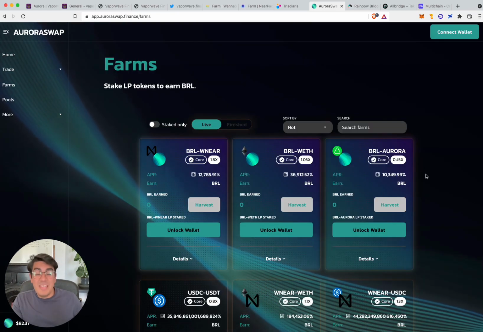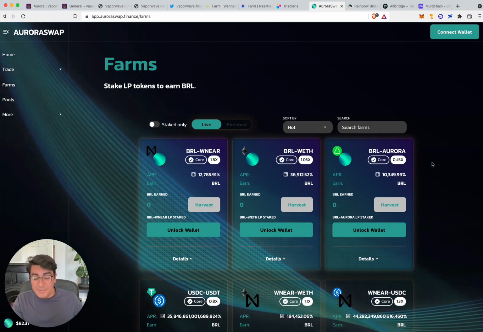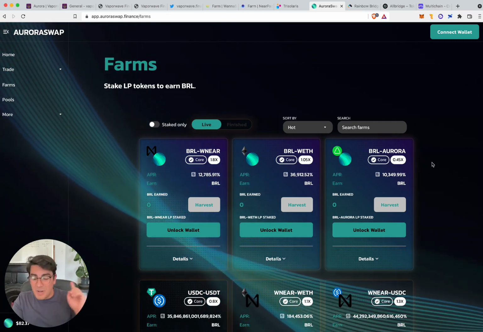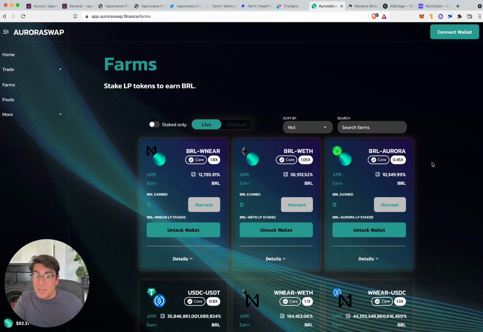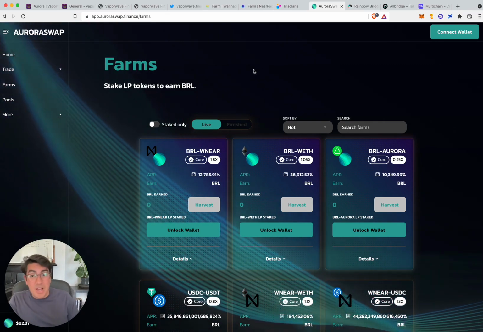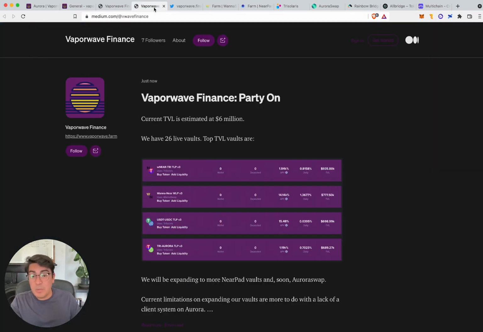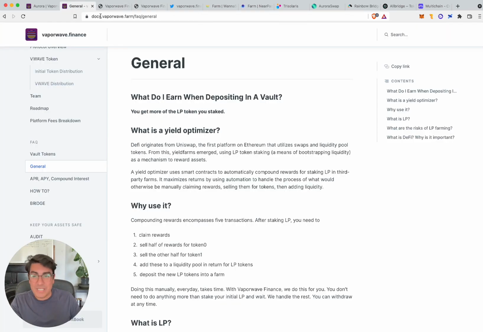You're probably thinking that you could make a living as a farmer. That's how we all start. But we can do better. Enter yield optimizers, also known as farming optimizers, and the key word here is compounding.